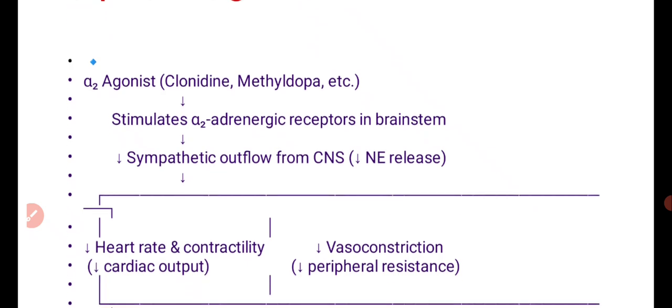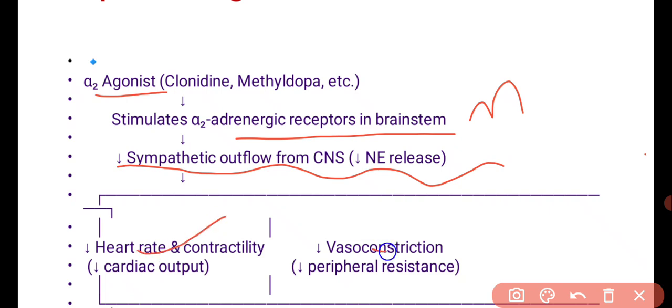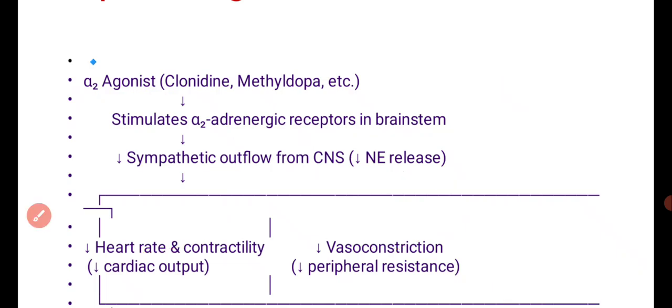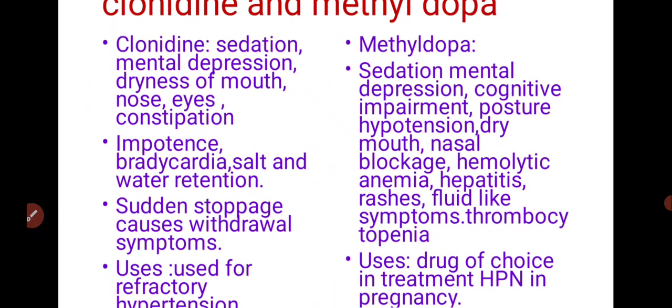How do they work? They work by stimulating the alpha 2 receptors in the brainstem, especially in the medulla. Thereby they decrease the sympathetic outflow and norepinephrine release from the brain. So all the sympathetic effects are blocked, especially heart rate, force of contraction and vasoconstriction. Thereby this reduces the BP. Then coming to the side effects, each has individual side effects and individual uses.